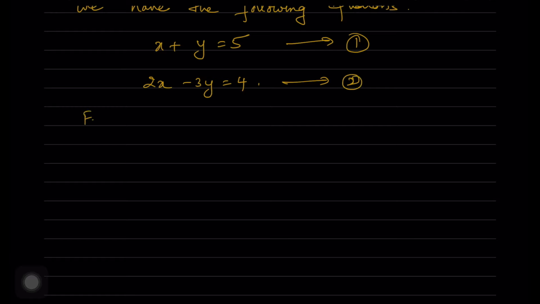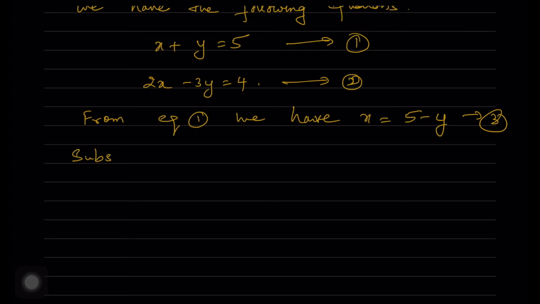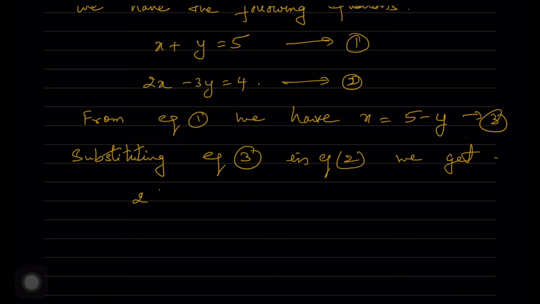So from equation 1, what do we have? We get x plus y is equal to 5, which means x can be written as 5 minus y. So this is equation 3 if we take. So now substitute this equation 3 in equation 2. From which equation we have taken that, we shouldn't substitute in that. We have to substitute in the other equation.